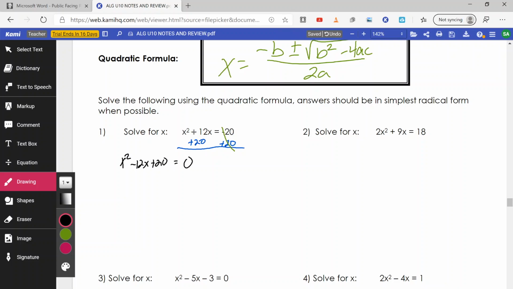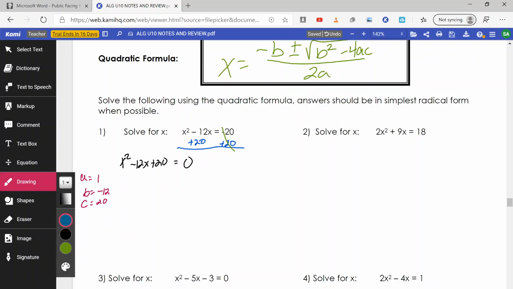So in order to use the quadratic equation, we have to identify values for a, b, and c. A is always on x squared, b is always on x, c is always whatever number's by itself. So here we have x squared. There's no number out front, so automatically it's 1. B is in the middle, so negative 12, and c is 20.